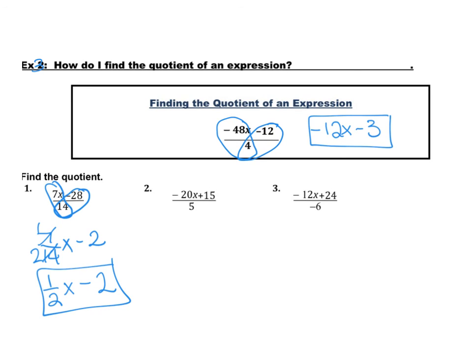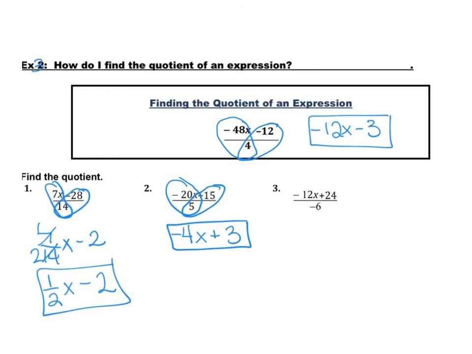All right, number 2. Again, let's go ahead and remember, do not forget, we're going to circle both, and get your operations in there too. All right, so I have -20x divided by 5 is going to give me a -4x. And now I have 15 divided by 5, and that's going to give me then 3. So I'm just going to leave it just like that.